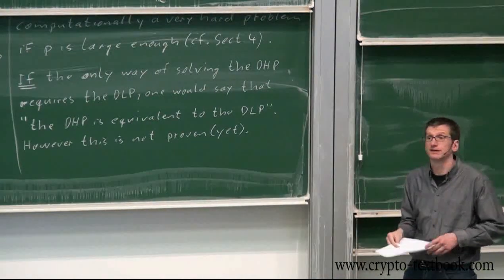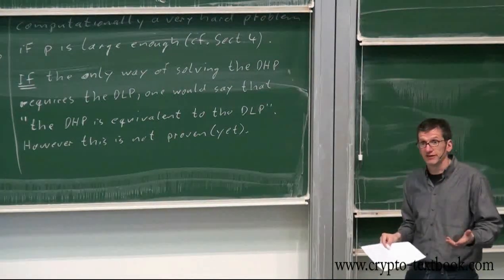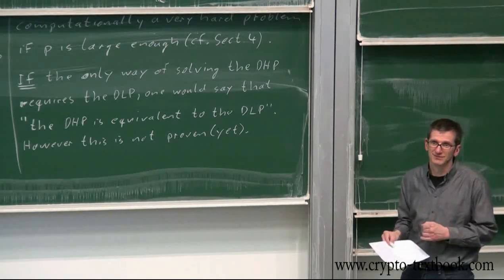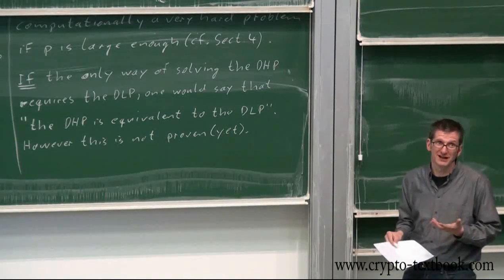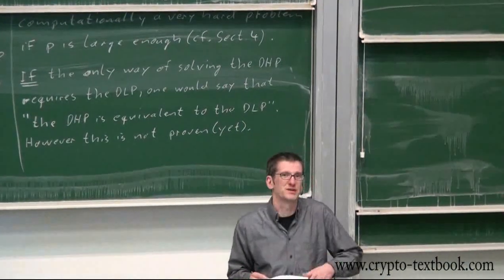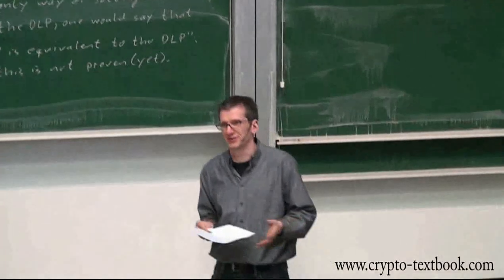People are working on that. If you want to become really famous, you prove that, okay? It's very difficult. Very smart people, much, much smarter than I, tried and haven't succeeded yet. You don't become super, super famous, you just become famous in cryptography.